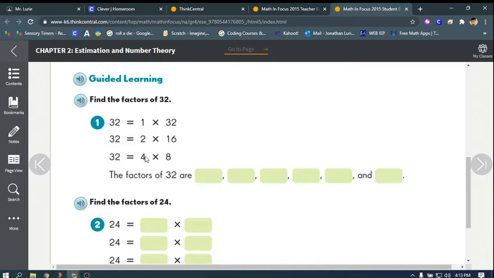So one thing you should know about multiplication is the order is not important in multiplication. You can change the order and you still get the exact same product, the same answer. So the factors of 32, say it with me, are, that's right, 1, 2, 4, 8, 16, and 32. Let's see what that looks like.